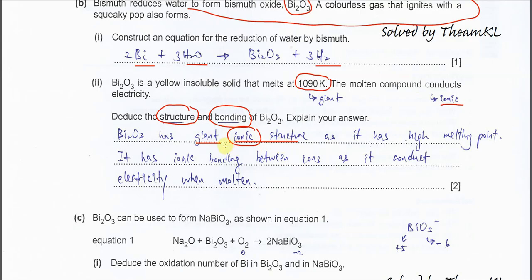Why does it have a giant ionic structure? Because the melting point is high. And second, what is the bonding? The bonding is ionic bonding, isn't it? Because it conducts electricity when it's molten, therefore the bonding must be ionic bonding between the cations and anions.